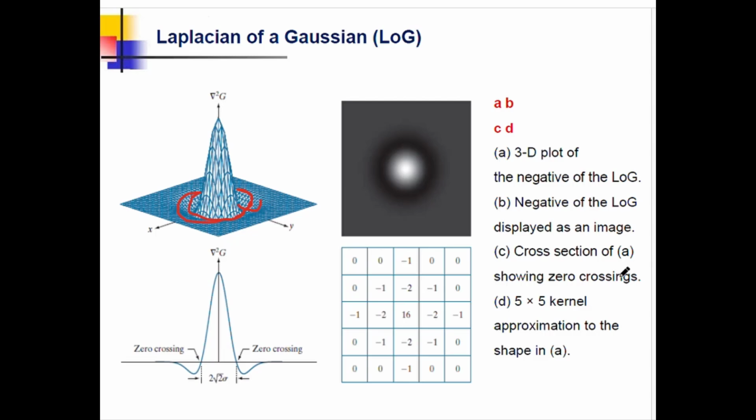Then this is the cross section showing zero crossings. You all know there exist zero crossings for the Laplacian. And this is the mask used to find the LOG. If you apply this mask on the image, even if your image consists of noise, you are going to get sharp and clean edges. So this is all about detection of discontinuities in image segmentation. We have three discontinuities: point, line and edge. For detecting all these discontinuities you have different kernels, and you have to learn all these kernels.